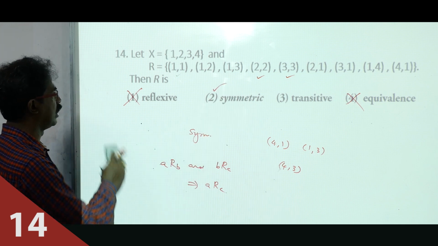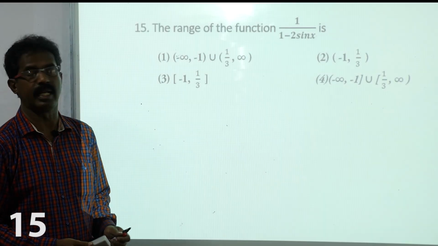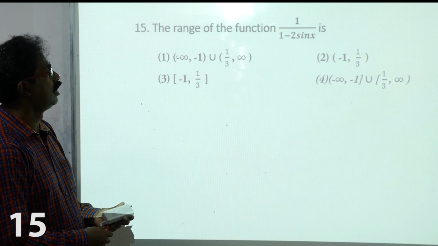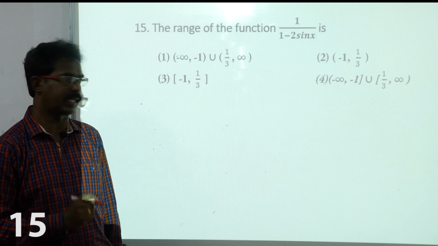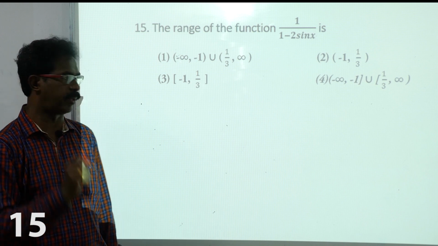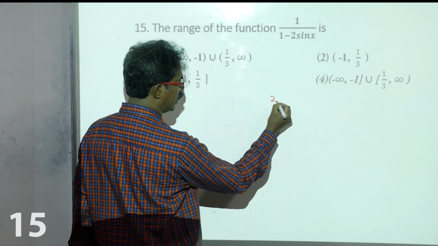Now let us go for the next question, sum number 15. The range of the function 1 by 1 minus 2 sin x. You do it very carefully. So before that you have to remember one thing: when the inequality reverses, you know 2 is less than 4.